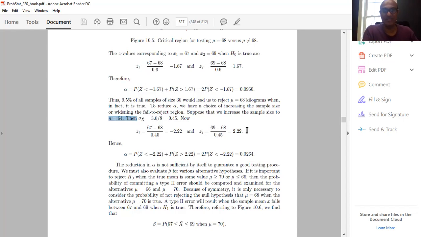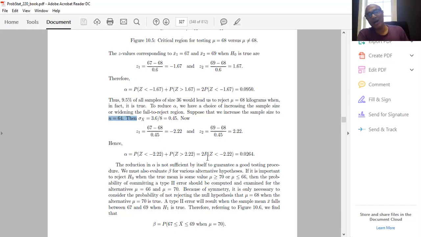Both the sides have the same region, so again you can use the same logic. Alpha equals the probability of Z less than negative 2.22 plus the probability of Z greater than 2.22. So it is 2 times the less-than probability. Use table A3 and you're going to get 0.0264, right?